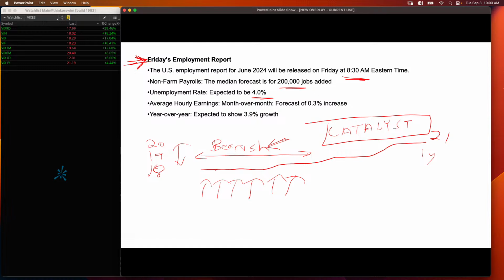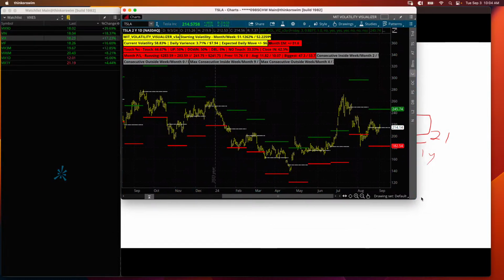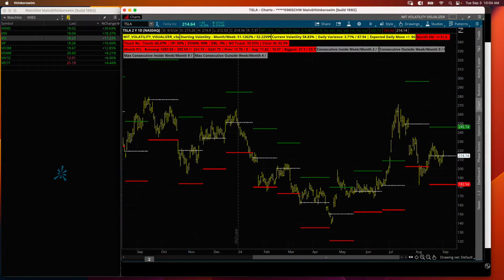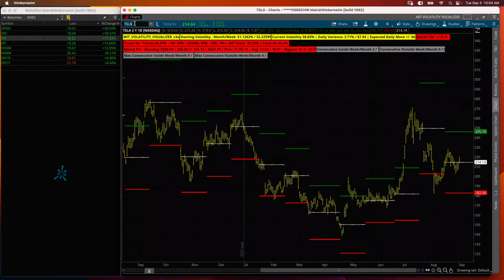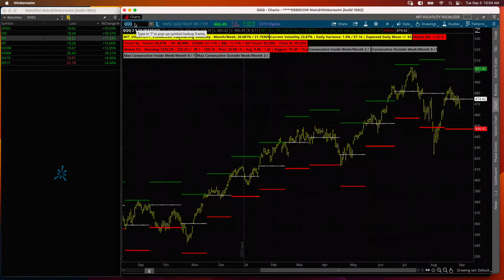That makes me very skeptical of big moves before unemployment. But what makes me not skeptical is when we see follow through in the front end of VIX term structure.